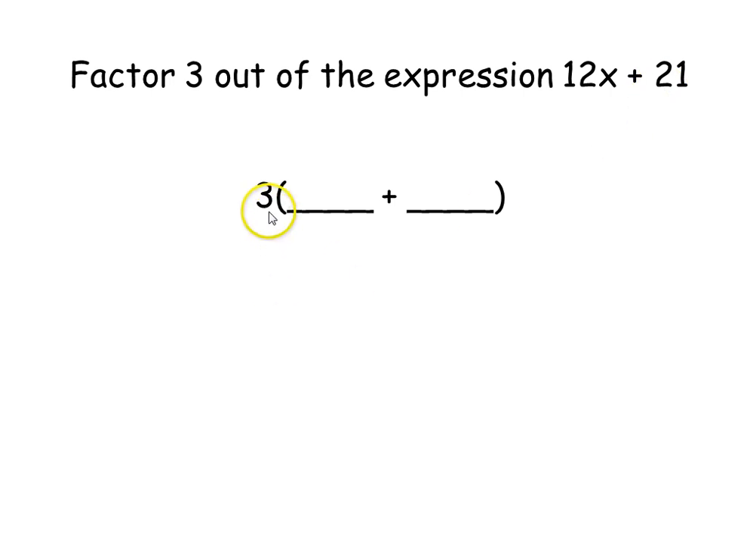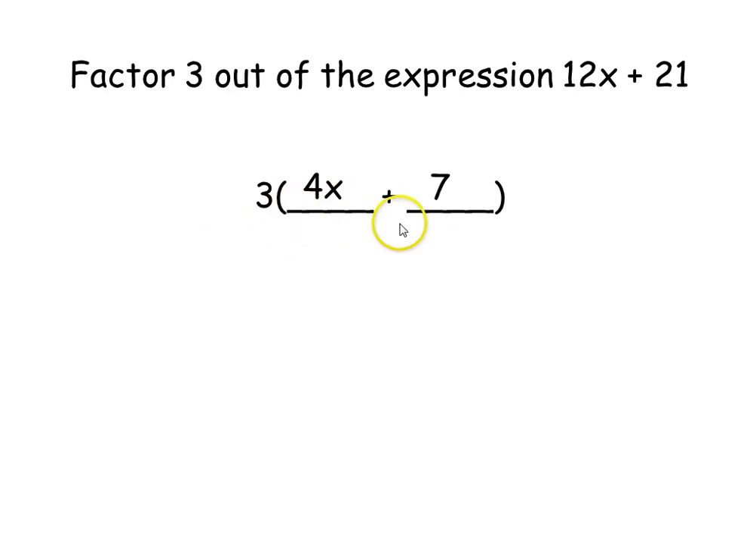So we first have to ask ourselves, 3 times what gives us 12x? Well, we know that 3 times 4 is 12, and then if there's no x in this factor here, there must be a factor of x on that first term, so we're going to put a 4x there because 3 times 4x is 12x. Then we have one more term. This one's a little bit easier because we're not working with a variable at all, it's just 21. So 3 times what gives us 21? And that answer would be 7.